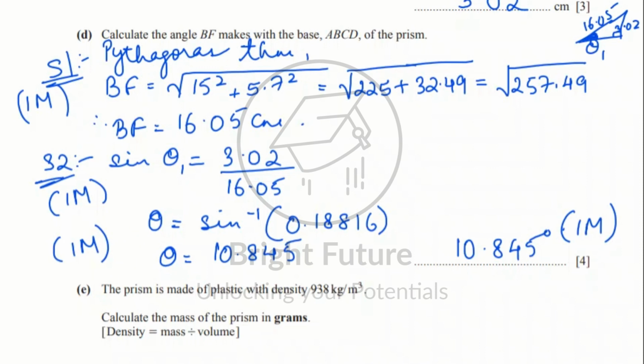Now the next question: the prism is made of plastic with density 938 kgs per meter cube. Calculate the mass of the prism in grams. So this is in kgs. We have to find out the mass in grams. So let's get on.